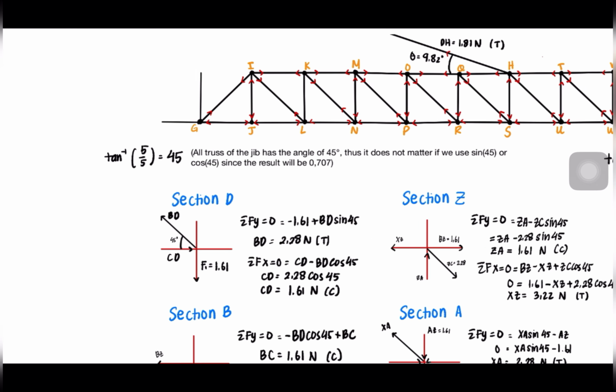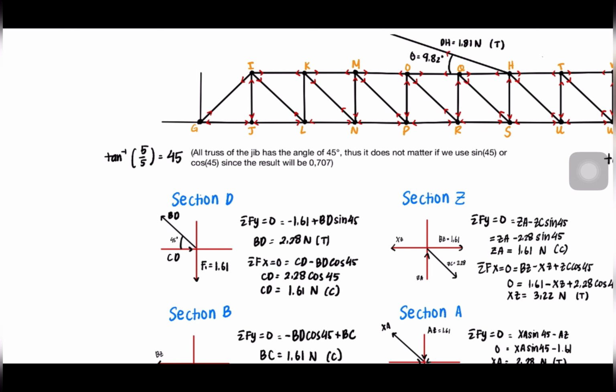And next we can find the section C as well. Now we have 2 unknown forces and we have 2 known forces, which is the BC and the CD. Using the same method as well, we could use sigma Fy equals to 0 and sigma Fx equals to 0. And with that, we can find the answer for ZC and AC. Since our assumption is true, the result is positive. That's why ZC is 2.28 Newton and AC is 3.22 Newton.